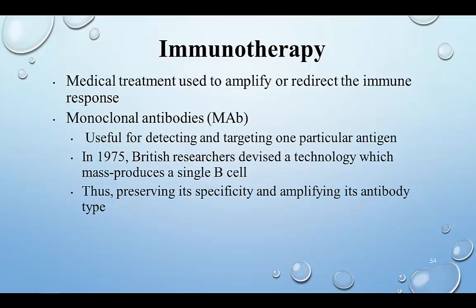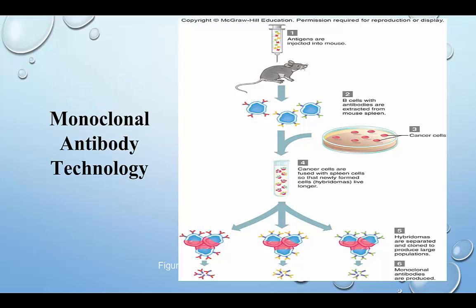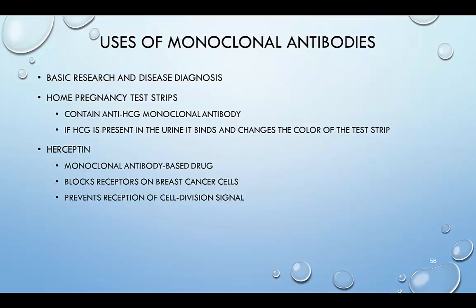Immunotherapy is medical treatment used to amplify or redirect the immune response. You can use monoclonal antibodies. They're able to detect and target particular antigens, thus preserving specificity and amplifying the antibody type. This is what monoclonal antibody technology kind of looks like. Why do we use monoclonal antibodies?